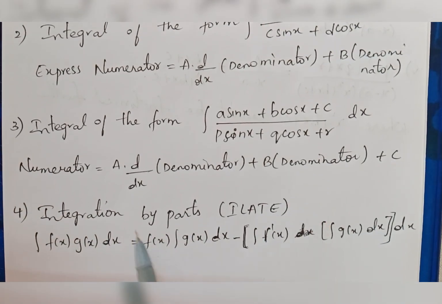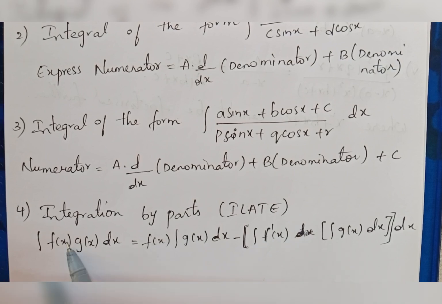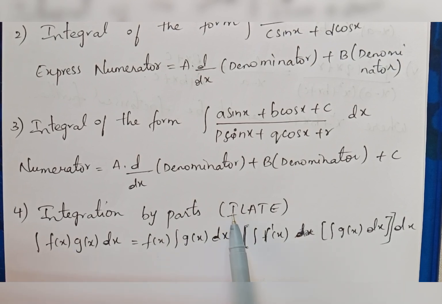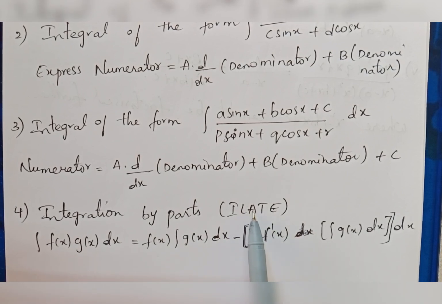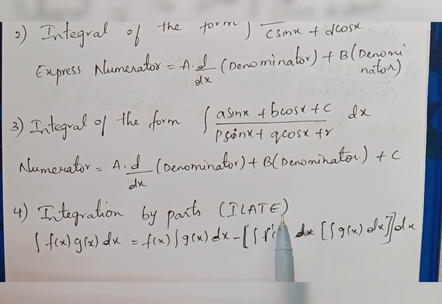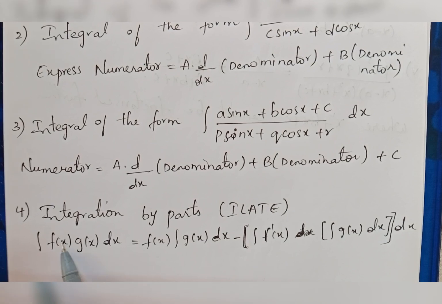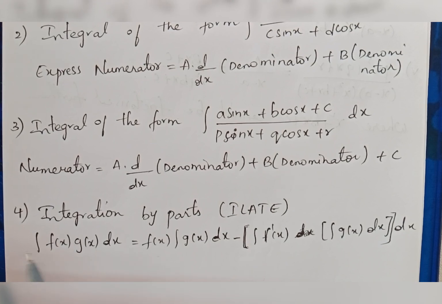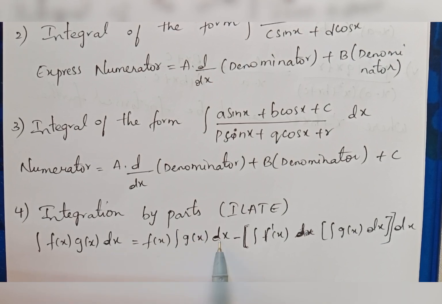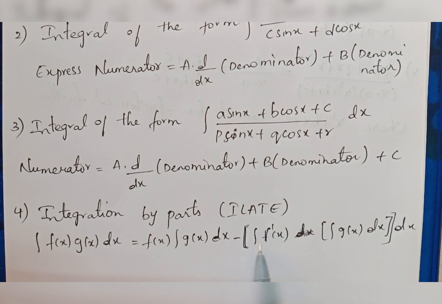Next, fourth is integration by parts. Here we shall use the ILATE method in order to get f of x and g of x. I is inverse, L is logarithm, A is algebraic, T is trigonometric, and E is exponential. This is the order to get the value of f of x and g of x. So integral of f of x g of x dx is equal to f of x integral g of x dx minus integral of f dash of x into integral g of x dx, whole dx.